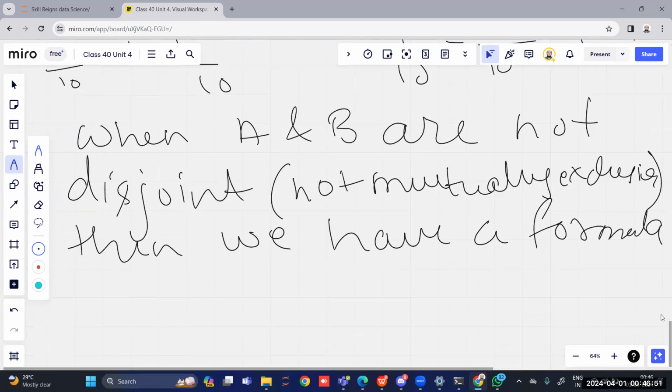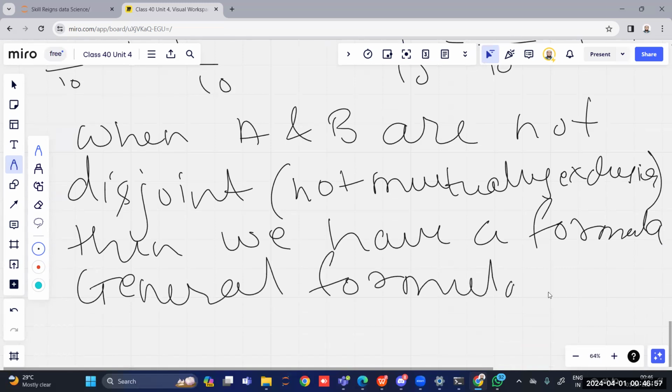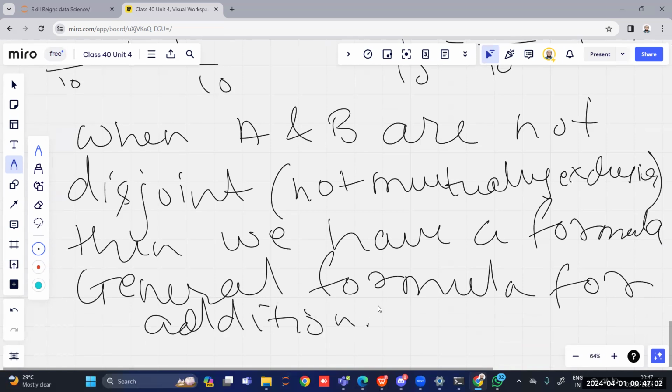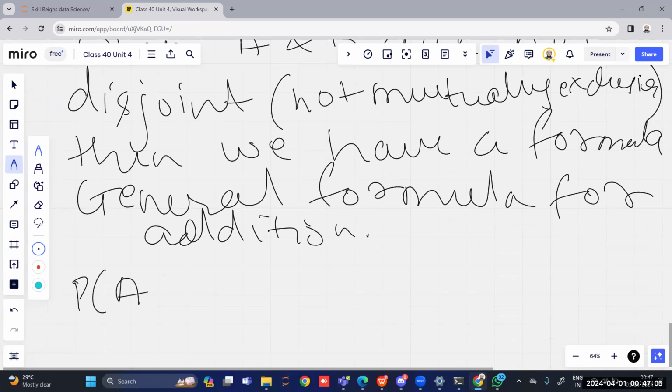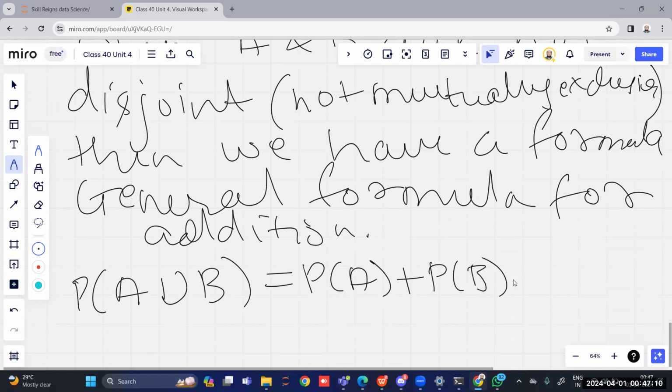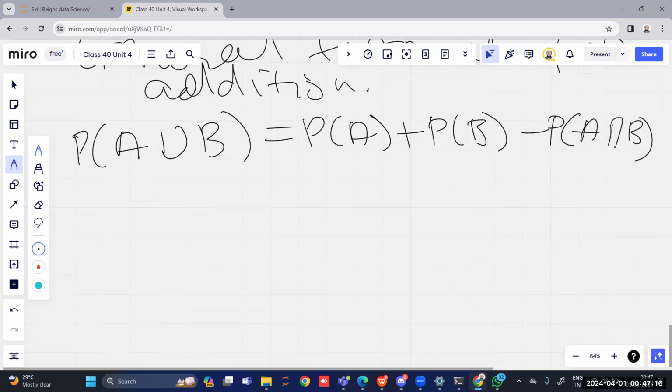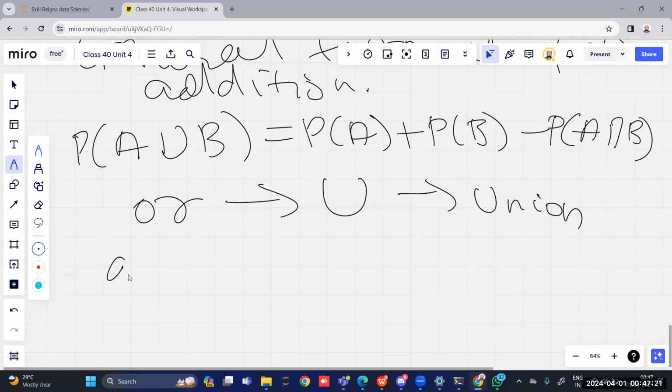Why am I saying it is general? General formula for addition. What is it? Sometimes in some reference books it is written as A union B, which is equal to probability of A plus probability of B minus probability of A intersection B. And 'or' is also termed as union. This is union. And 'and' is also termed as intersection. The symbol is this. This is termed as intersection.